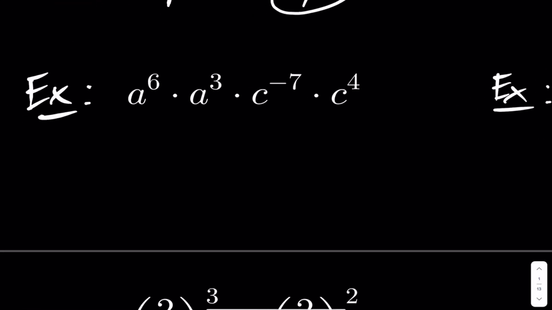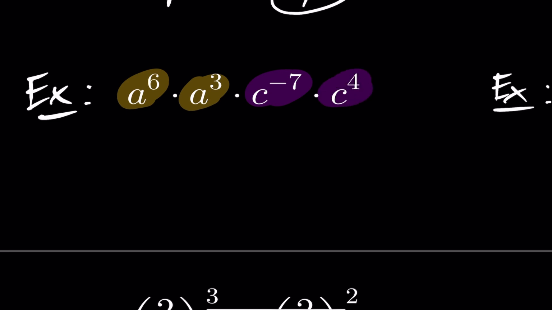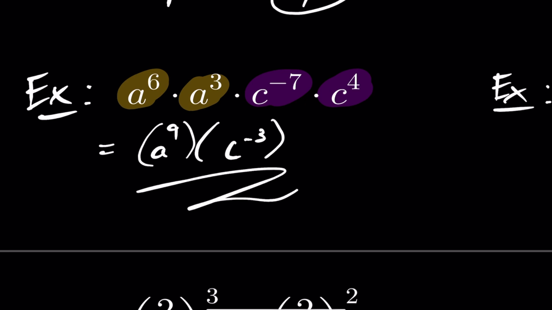Let's look at another. So same idea, but with letters now. So I can go ahead and combine these two together, and I can combine these two together. So this ends up being a to the power of 9 times c to the power of -3. And again, I got that just by adding my exponents together for both of these, including the minus signs, and you get the answer below.